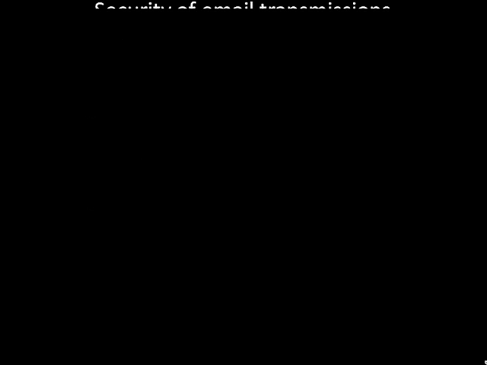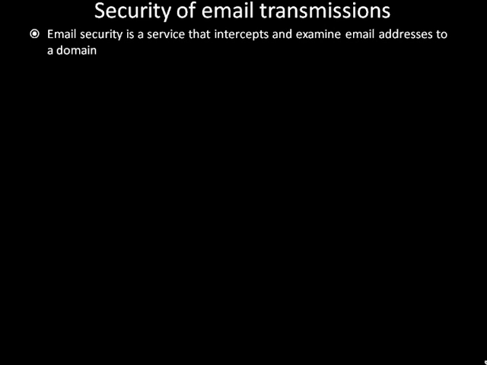Today, email has become the most widely used means in daily communication on the net. It is quick, inexpensive, and convenient. However, despite its convenience, you may not be fully aware that there are a number of security issues in email communication. Email security is a service that intercepts and examines the email addresses to a domain.